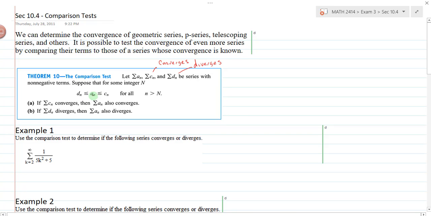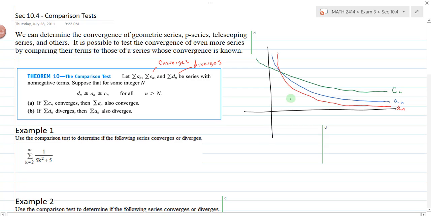If the series that we're wanting to know about is less than a series that converges, then our series will also converge. That's what part A means. If the series that we want to know about is bigger than a series that diverges, then our series diverges. The reason a series would diverge is because the terms of the series don't get small enough fast enough. If a series converges, then the terms of the series get small enough fast enough.